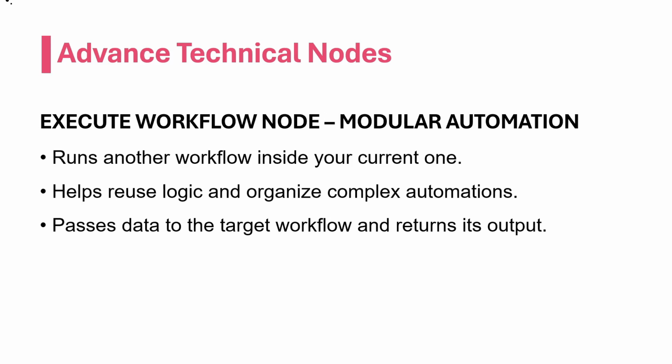Now we are going to see the execute workflow node, that is also known as modular automation. It helps us to break complex automation into smaller and reusable parts. For example, if you imagine that you have a data cleanup process you use in multiple projects, instead of copying it, you can call it directly using this node. This modular design keeps your n8n workspace neat and very scalable.